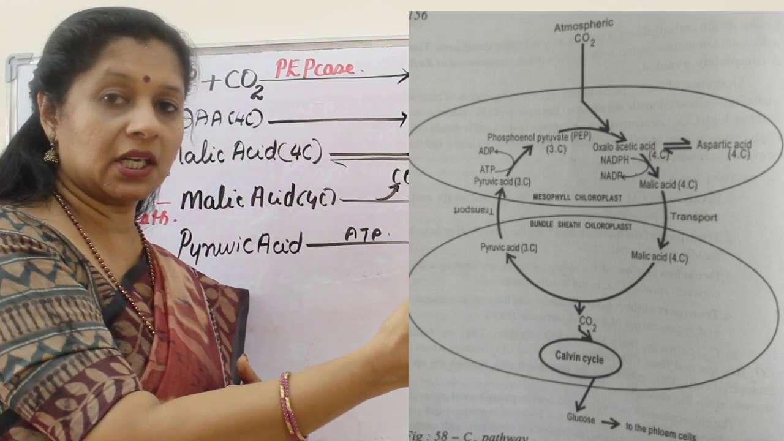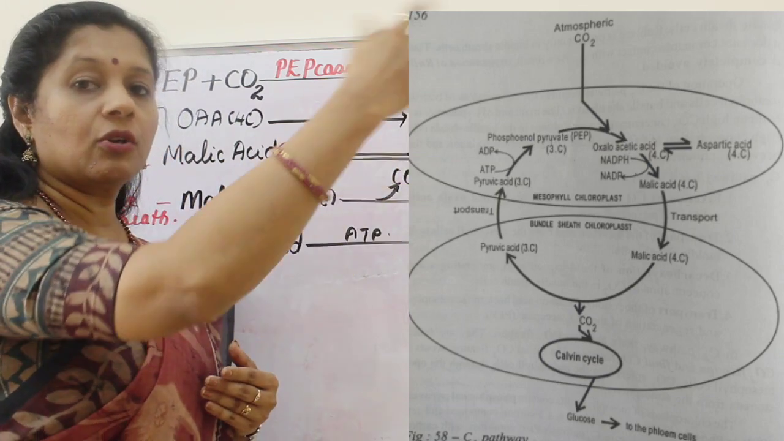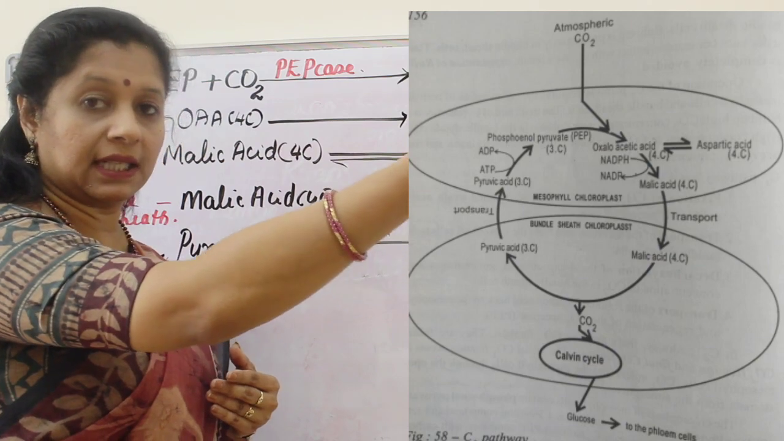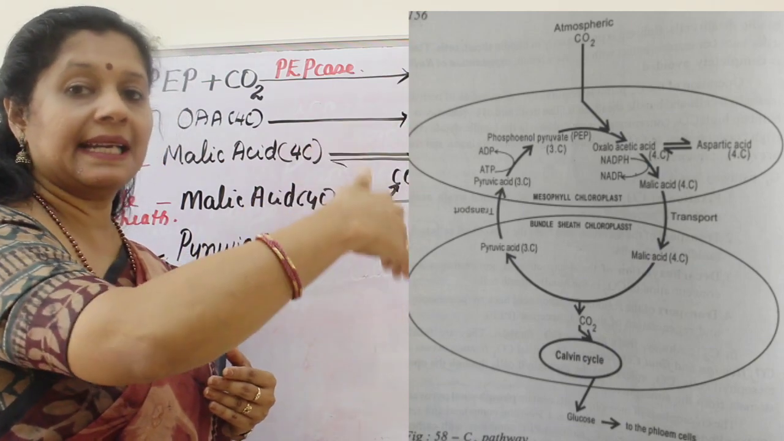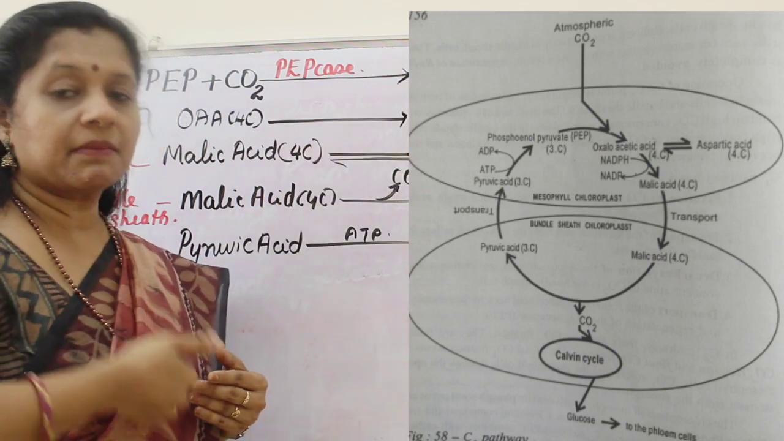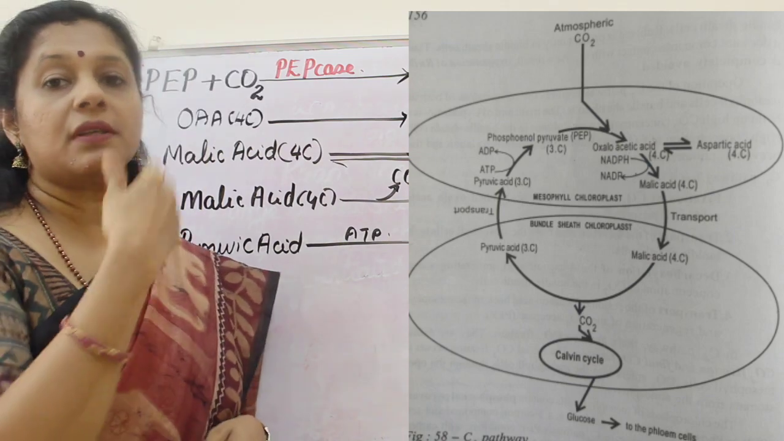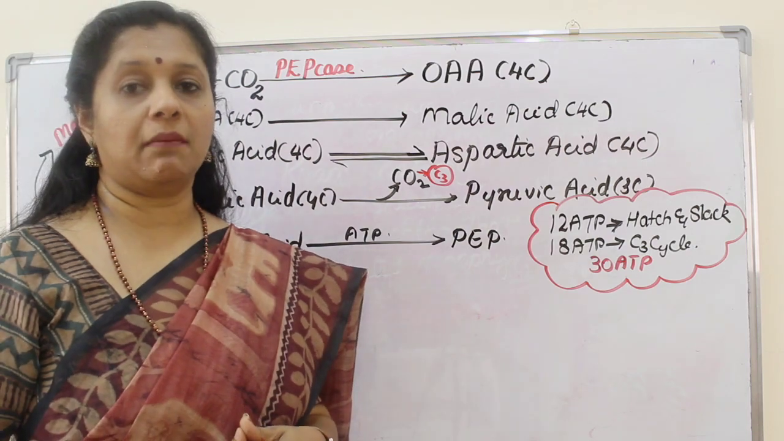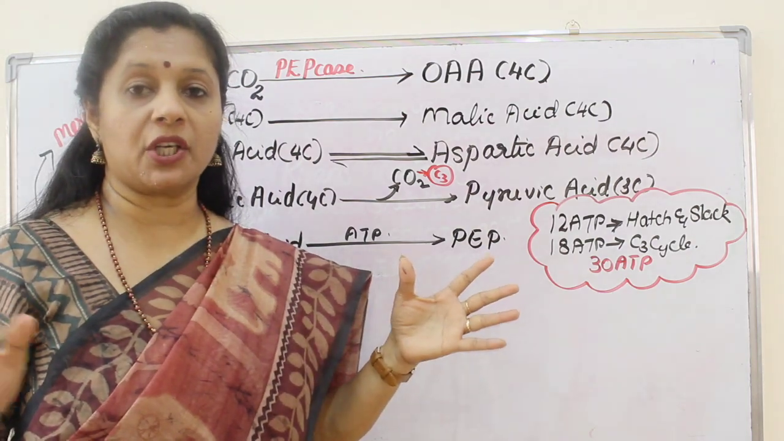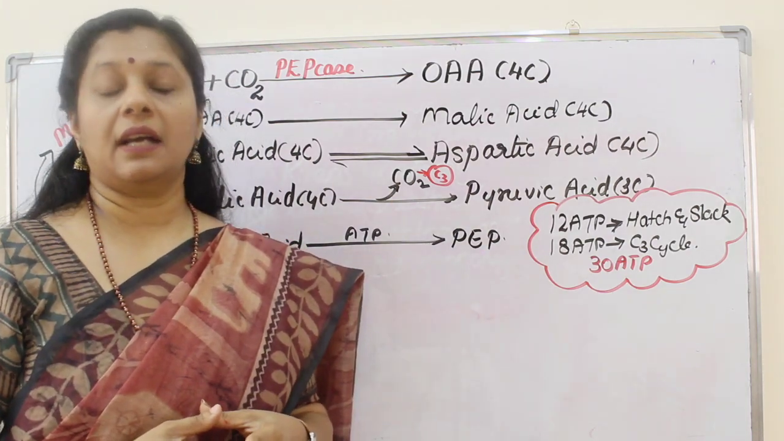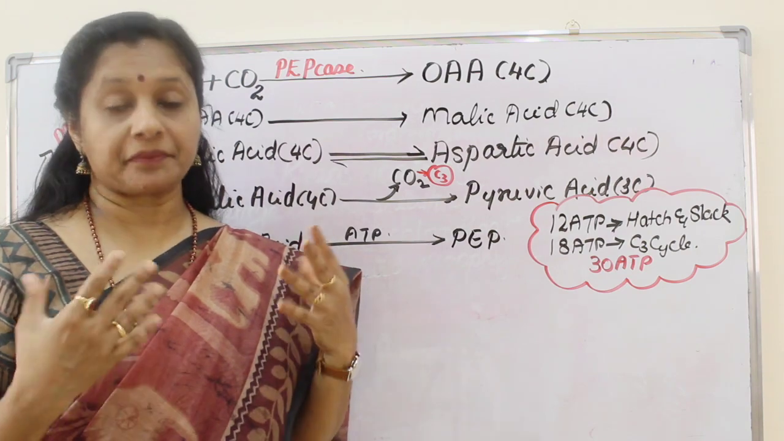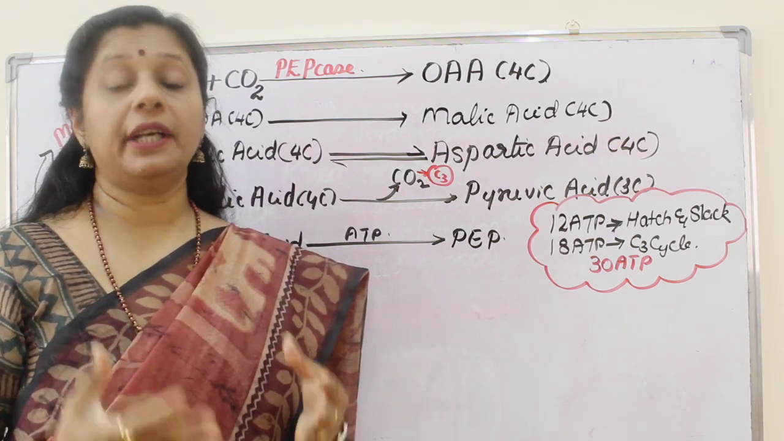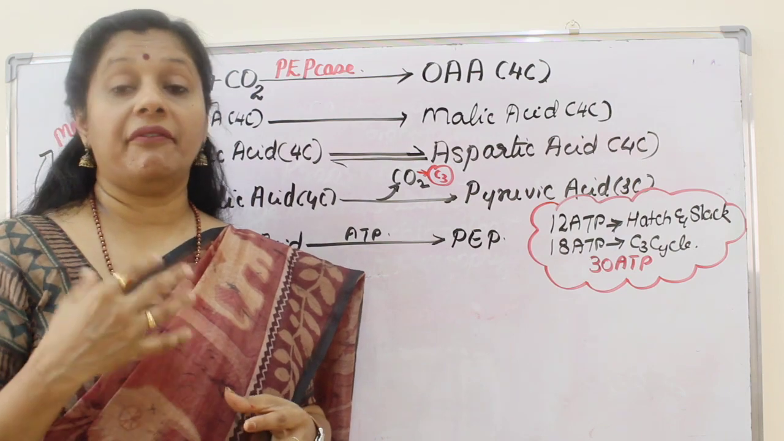Malic acid goes to the bundle sheath cell, releases carbon dioxide. Rubisco will carry out photosynthesis, the C3 cycle. Then malic acid becomes pyruvic acid. It comes back and becomes PEP. So this reaction ensures that near Rubisco only carbon dioxide is available. So there is no chance of photorespiration. Only the C3 cycle will happen. So this additional process to avoid the C2 cycle is actually very efficient.